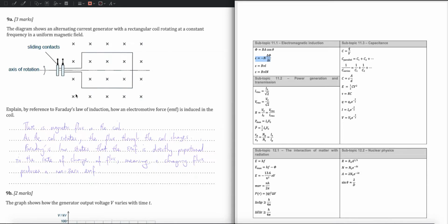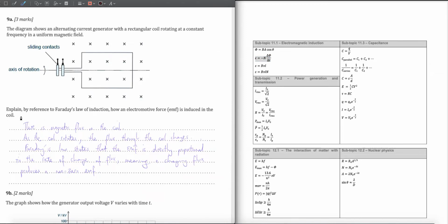Now, in this question, you're asked to refer to Faraday's law of induction, so it's definitely a good idea to be thinking about what's in that equation when you're answering, and fleshing it out with a bit of an explanation. Now, the bit that no one really states explicitly is this one. When we've got a coil in a magnetic field, that means that there is magnetic flux in the coil. And I'm going to draw a little box around flux.